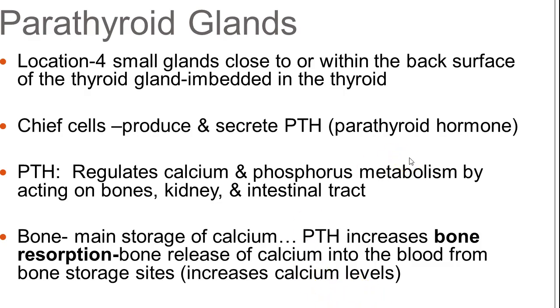hormone. So this is kind of an easy gland because there's only one hormone, and it's a hormone that names the gland itself, parathyroid hormone. But this is a very important hormone. It actually regulates calcium and phosphorus metabolism by acting on the bones, in the kidneys, and in the intestinal tract. Those are the systems in which it controls our calcium and phosphorus levels.